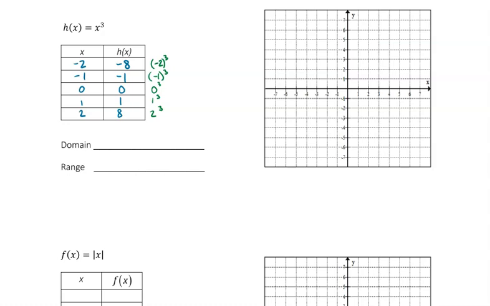So let's go ahead and draw these. -2, 8. It's going to be all the way up here at top. -2, -8 should be all the way down here at the bottom, not the top. -1, -1 will be right here. 0, 0, 1, 1, 2, 8.